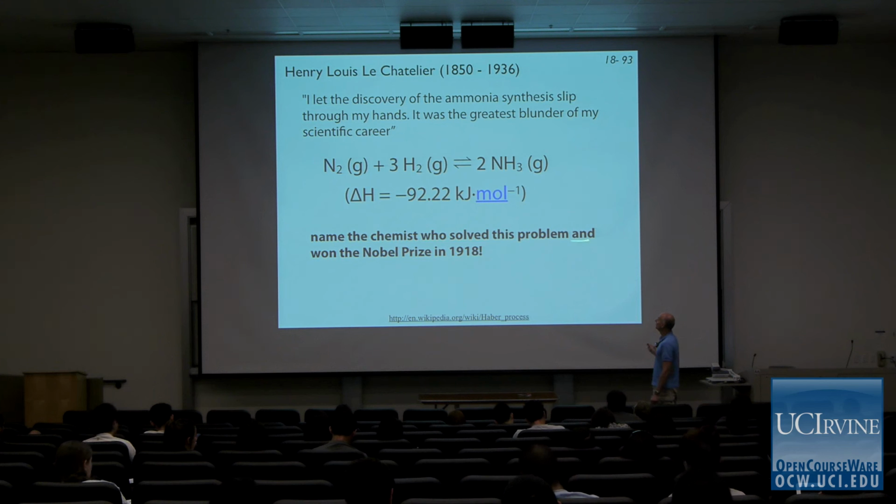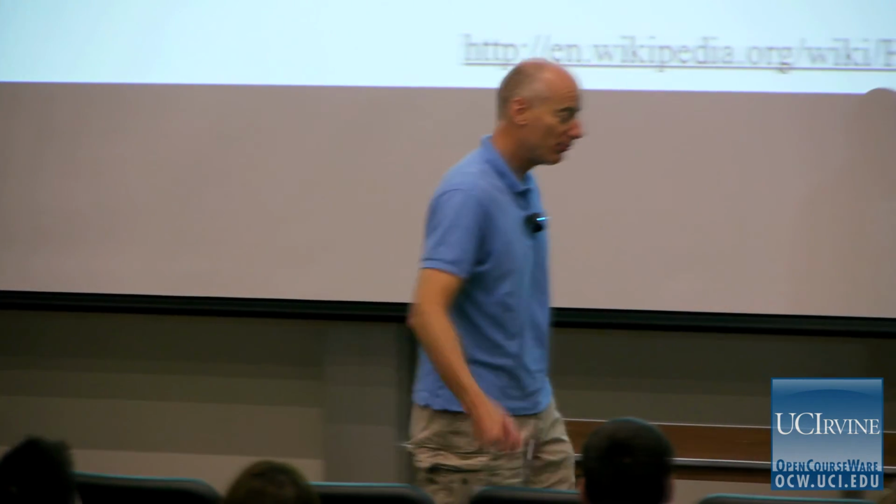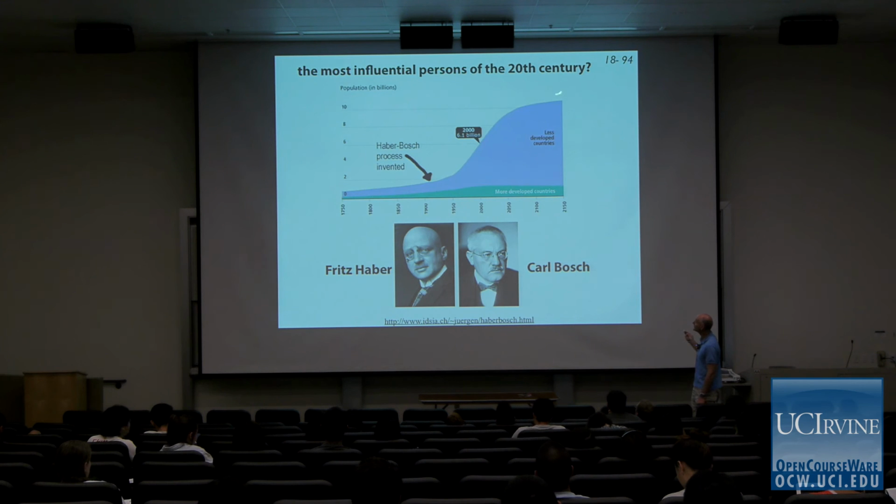And who solved this problem? Well, it turns out there's two guys, Fritz Haber and Carl Bosch. Fritz Haber figured out the chemistry first and won the Nobel Prize in 1918 for doing that. And then Carl Bosch commercialized the process. Those two guys are not just the most influential scientists, they are the most influential people of the 20th century because they figured this out. According to Nature magazine, a magazine about scientists, right?